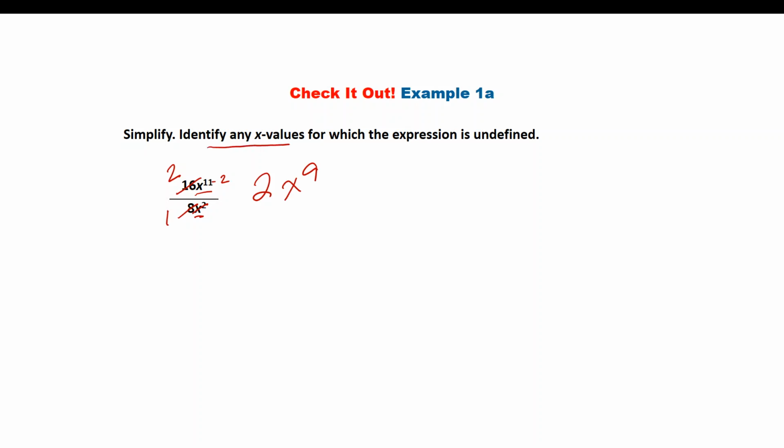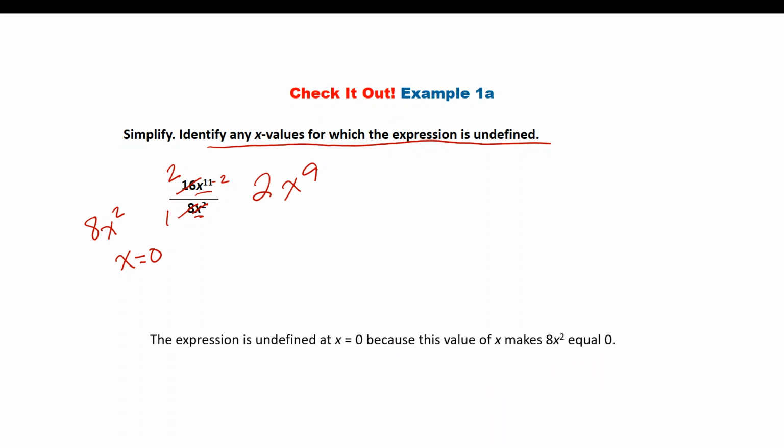But I have to be careful because it says identify the values of x for which the expression is undefined. So remember, our expression is undefined when I have a 0 in the denominator. So my denominator was originally 8x squared, and so when x is 0, the whole denominator is 0. So when x is 0, that's the value for which the expression is undefined. So the expression is undefined at x equals 0 because the value of x makes 8x squared equal to 0.